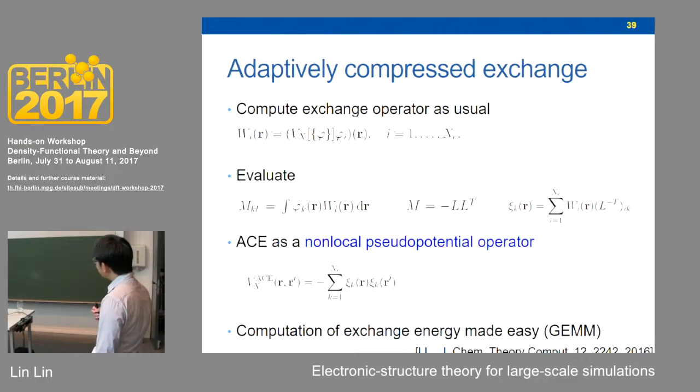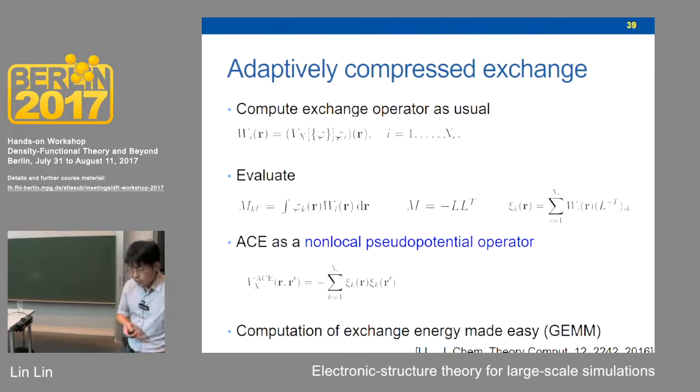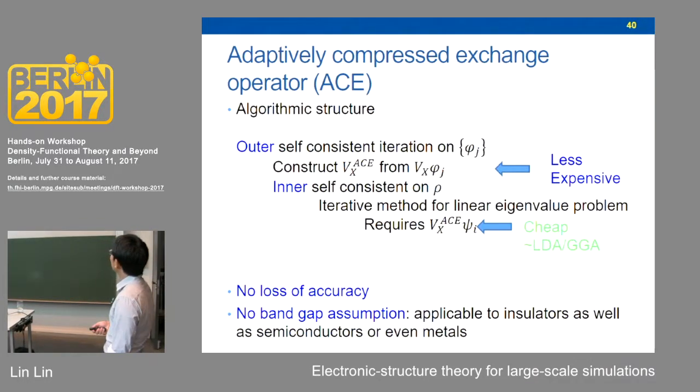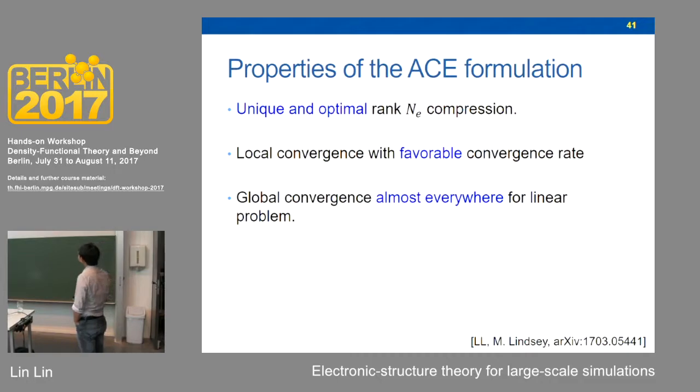And it makes the application of the exchange operator much easier. It still needs to be updated from time to time, but you only need to use a GEMM instead of solving these complicated Poisson-like equations. More specifically, what you do there is basically remove the need of applying the full exchange from the innermost loop to the outermost loop. And you only update that from time to time. There's no loss of accuracy, and there's no band gap assumption.